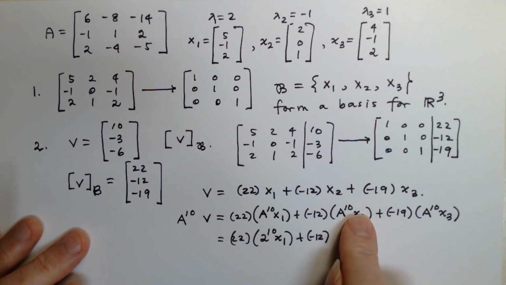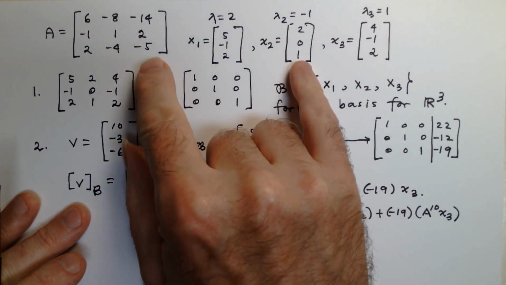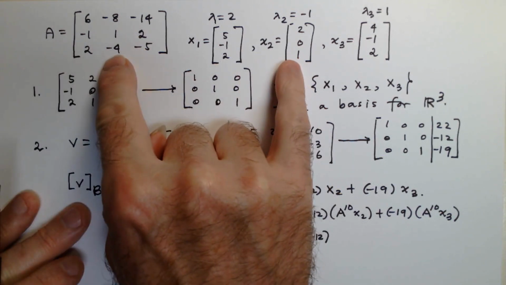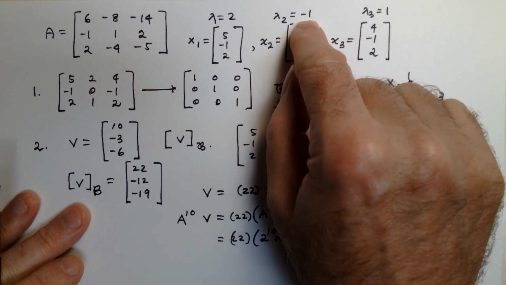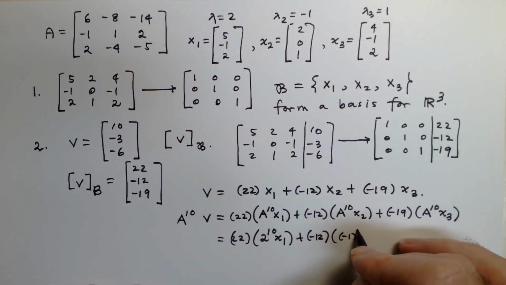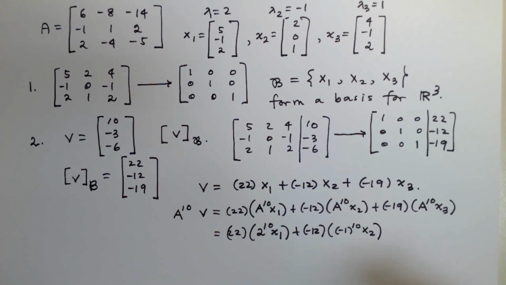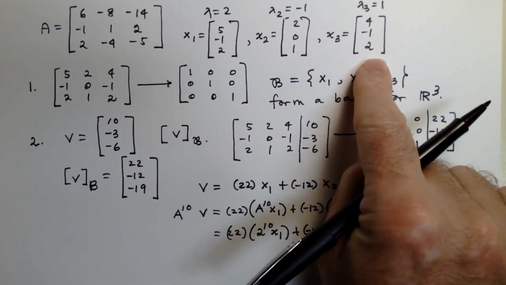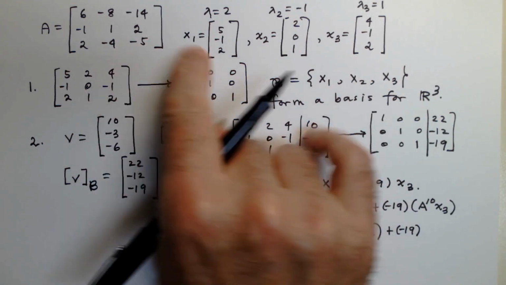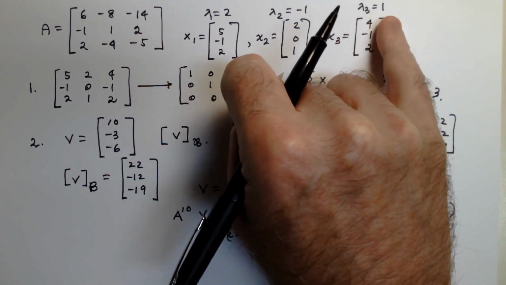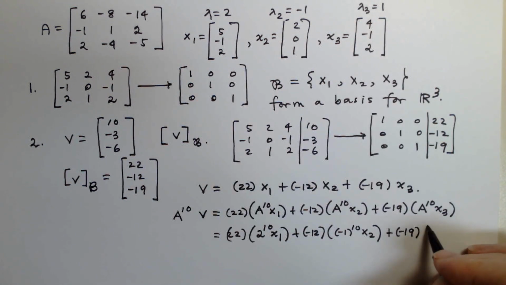Now likewise, x2 is an eigenvector for A, and that means it's an eigenvector for A to the power of 10 as well, but now with eigenvalue negative 1 to the 10th. And finally, using exactly the same logic, x3 is an eigenvector for A, and therefore it's an eigenvector for A to the 10th, but now with eigenvalue 1 raised to the power of 10.